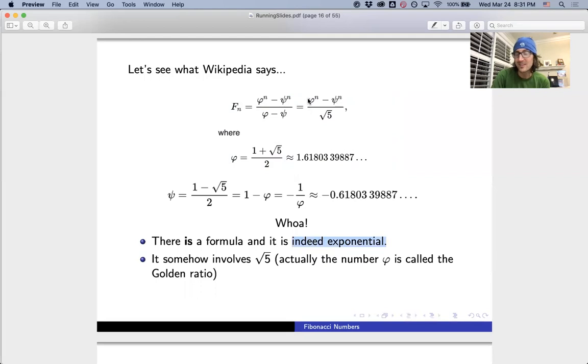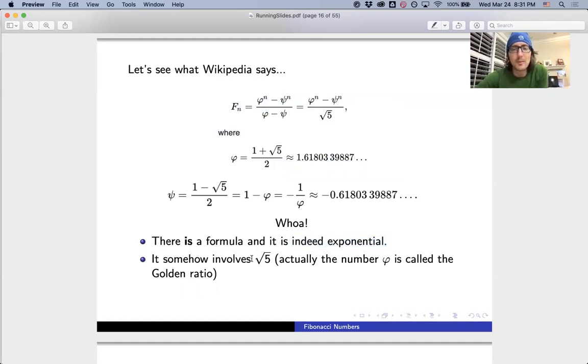We see a number. It's not as nice a number as like e to the x or 2 to the x, right? It happens to be this weird decimal, which is actually called the golden ratio. But it's some number raised to an exponent. And then we have to subtract something else. There's a little adjustment factor we have to do.